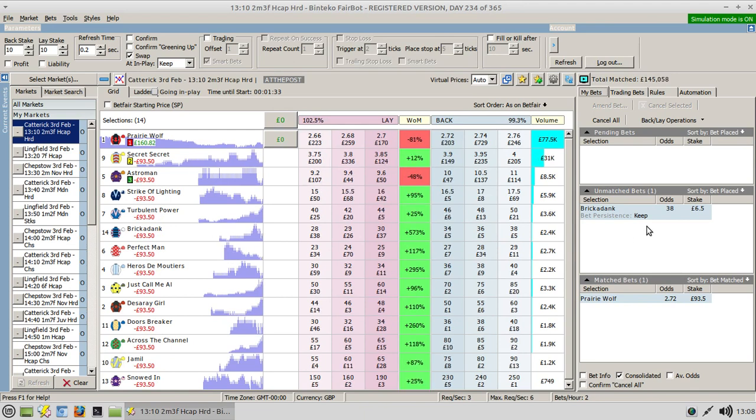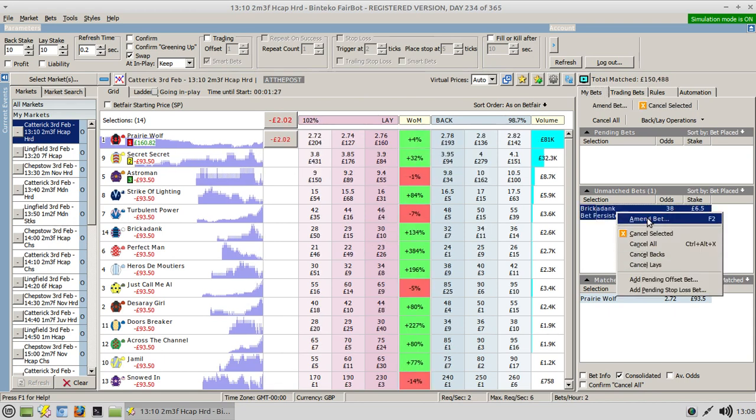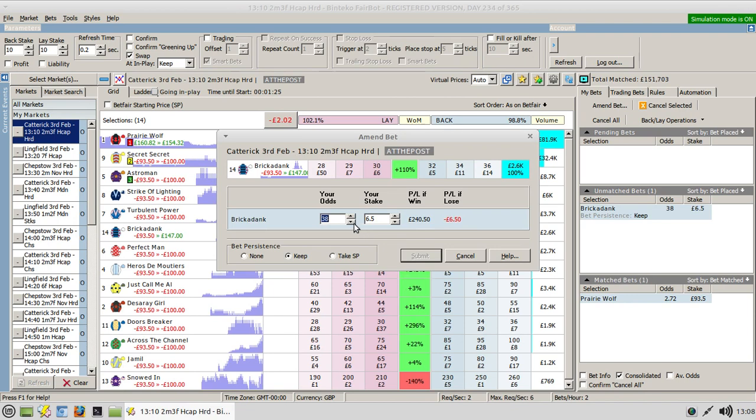Brickadank hasn't even been taken. Where are we? It's coming. Let me just adjust that a little bit so that it gets taken, just to illustrate a point.